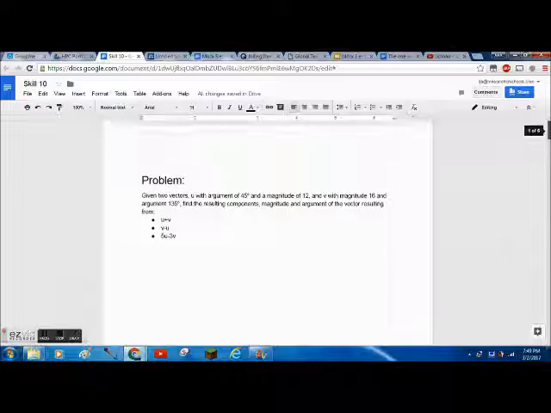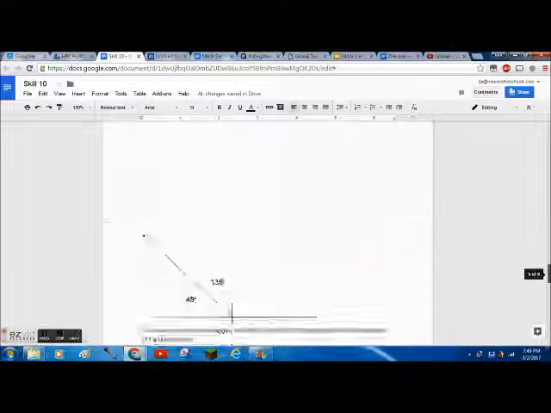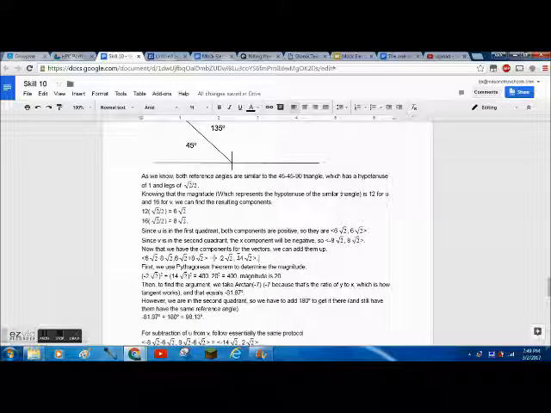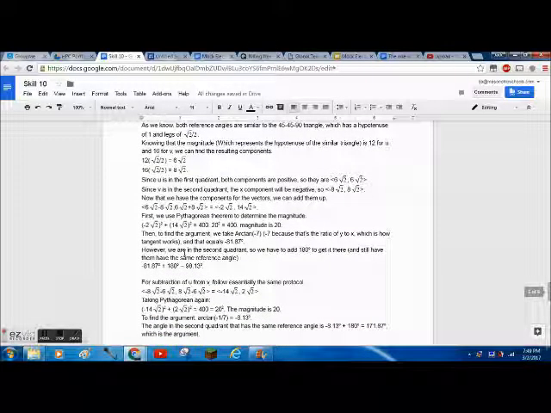We can add them up. Remember that our first thing was u plus v. So we get this after we add them up. Then we use Pythagorean theorem to determine the magnitude. Then, to find the argument, we're going to take arctan of negative 7. Negative 7 is the ratio of y to x, which is how tangent works, and that equals negative 81.87 degrees. However, we're in the second quadrant, so we're going to have to add 180 to get it there, and still have them equal the same reference angle.